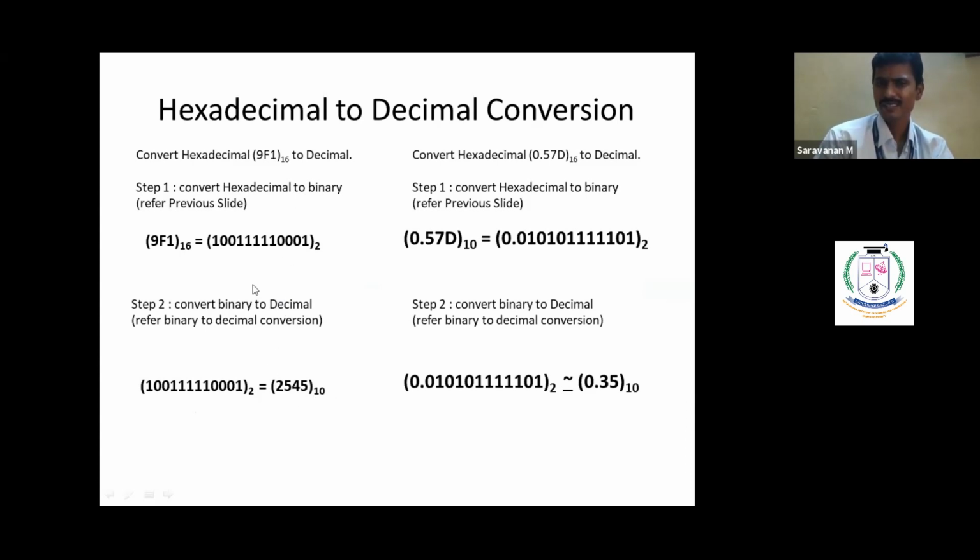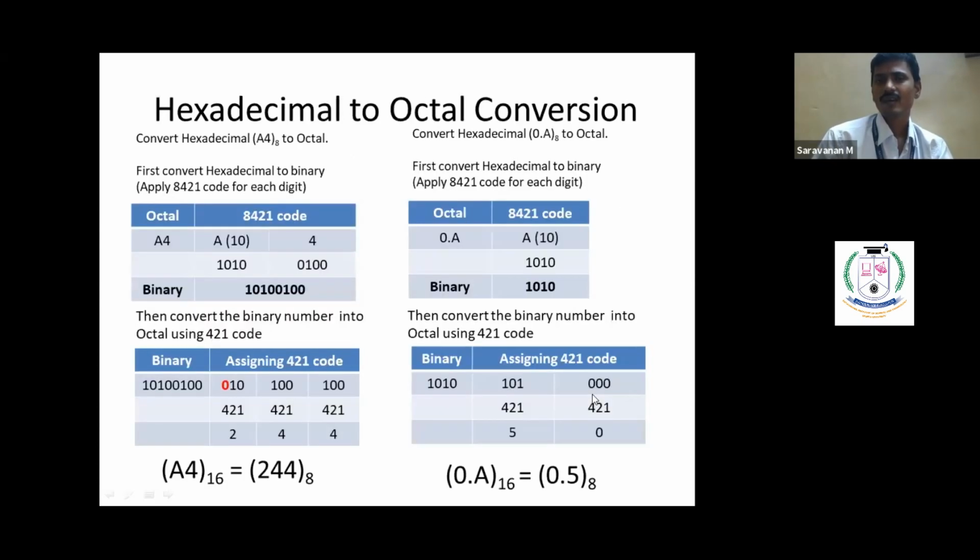You can try this. You can take an example 941. First apply this logic so that we get a binary. Then to convert your binary to decimal, we apply the binary to decimal conversion technique so that we get this. The same way for your decimal parts: first convert your hexa to binary, then apply your binary to decimal conversion so that we get 0.35.